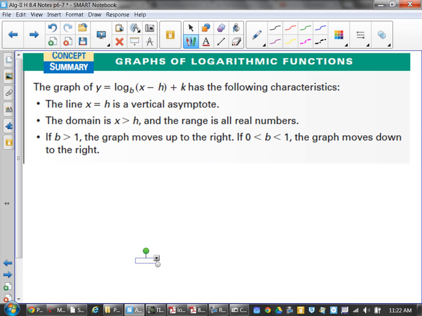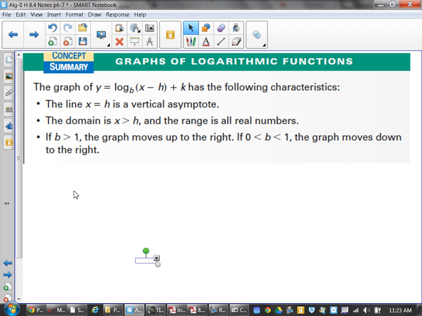Notice you have log base b of the quantity x minus h, all plus k. So we have an h and a k again. What's nice with logarithms, though, is you do not need to graph a parent function. In logarithms, you only need to give me 2 ordered pairs, and we create the ordered pairs by using properties. Each log equation will have a vertical asymptote.